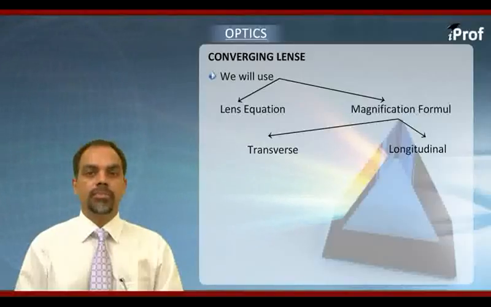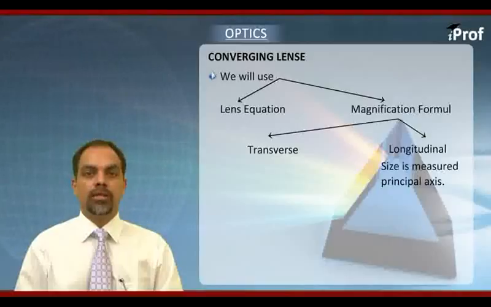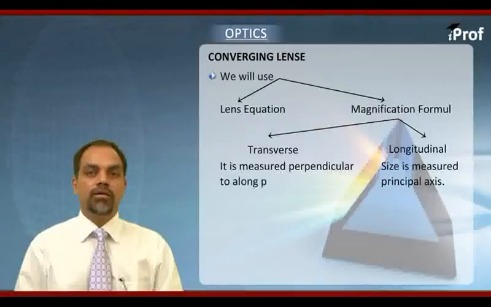The criteria is very simple. In case of transverse magnification, we measure the size of image and object perpendicular to principal axis or optical axis. Whereas in case of longitudinal magnification, we refer the size of image and size of object along the principal axis.